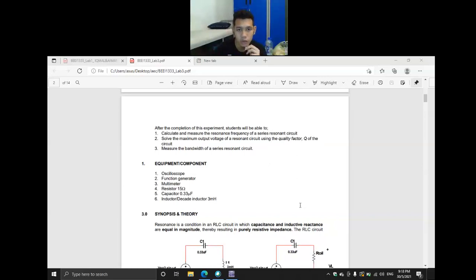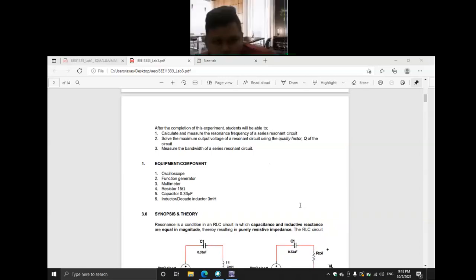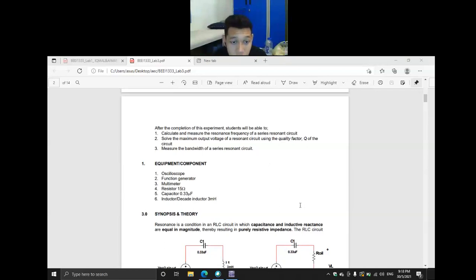Okay, these are the equipment and components that we need: oscilloscope, function generator, multimeter, resistor 50 ohm, capacitor 0.33 microfarad, and inductor 3 millihenry.